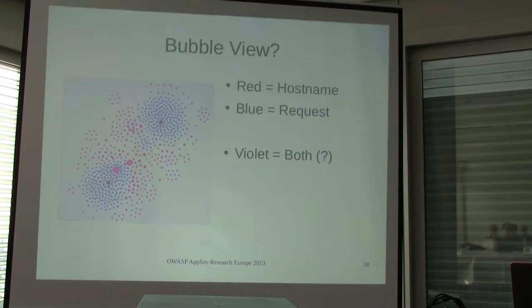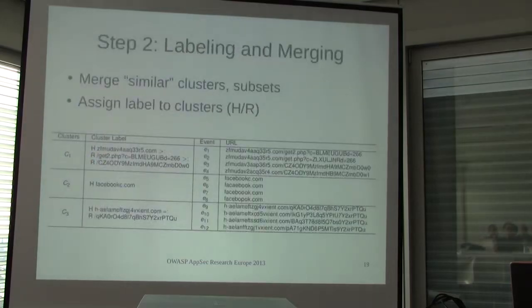Then there are some others here. These two are violet. What's that? These are URLs that have been clustered by both host name and request, because both are similar: URLs that have a similar host name and a similar request. So at the end of clustering, we have to run another process where we merge these two sets of clusters together, to get rid of these useless clusters, for example those that are a subset of another one.